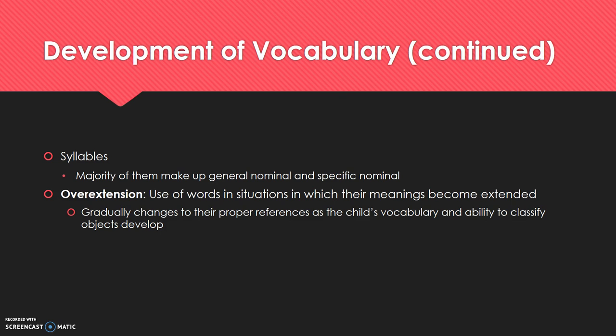Between 18 and 22 months, then again, an explosion in vocabulary. Vocabulary can increase from 50 to more than 300 words. And as vocabulary develops, we start to notice this phenomenon called overextension. Now, overextension is when we try to talk about more than we have words for.